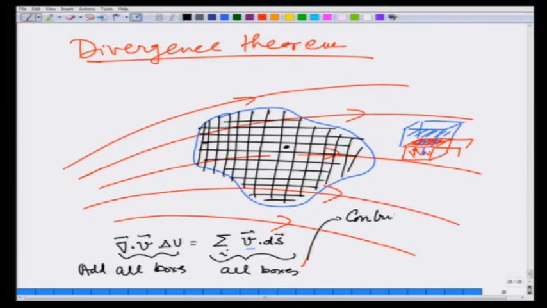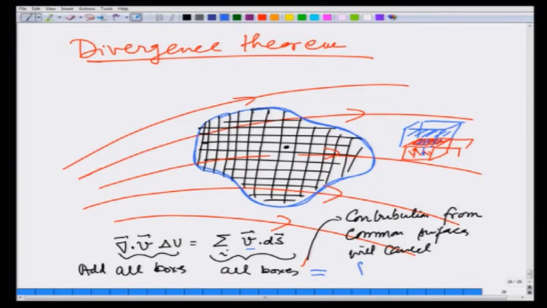So, the right hand part, when I add over all boxes, contribution from common surfaces will cancel, with the result that the only contributions that will remain will be only from the outside surface. Why? Because there is nothing to cancel on the outside surface. So, when I add over all the boxes, I am going to be left with integration of V dot ds over the outside surface, that is the surface of the closed volume, and that is what the divergence theorem is.